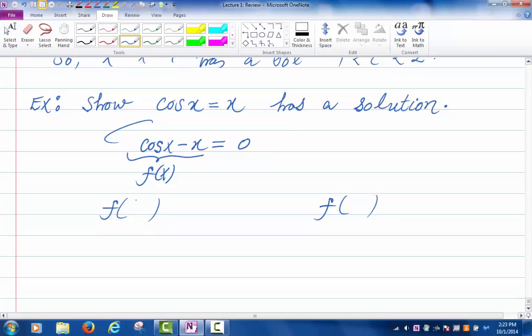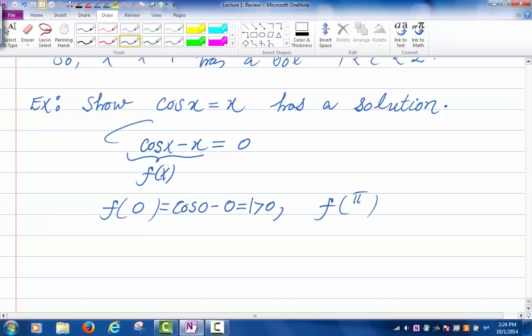What is f of 0? F of 0 would be cosine of 0 minus 0, right? What is cosine 0? 1. So this is 1, and that's positive. Okay. Can you give me a value of x where this quantity would be negative?